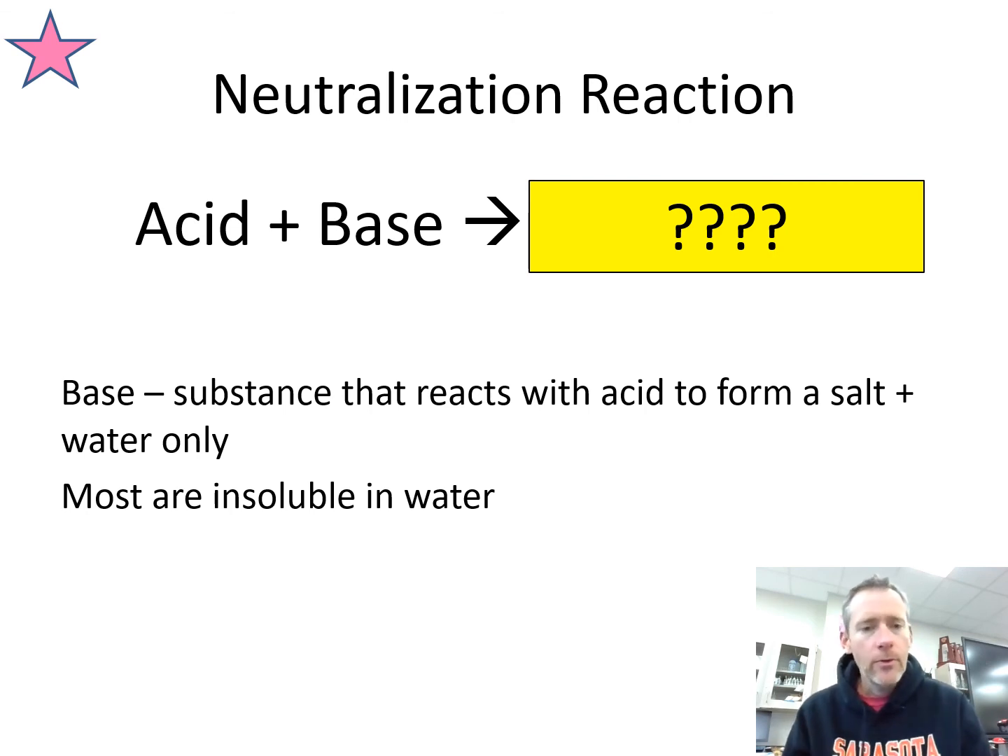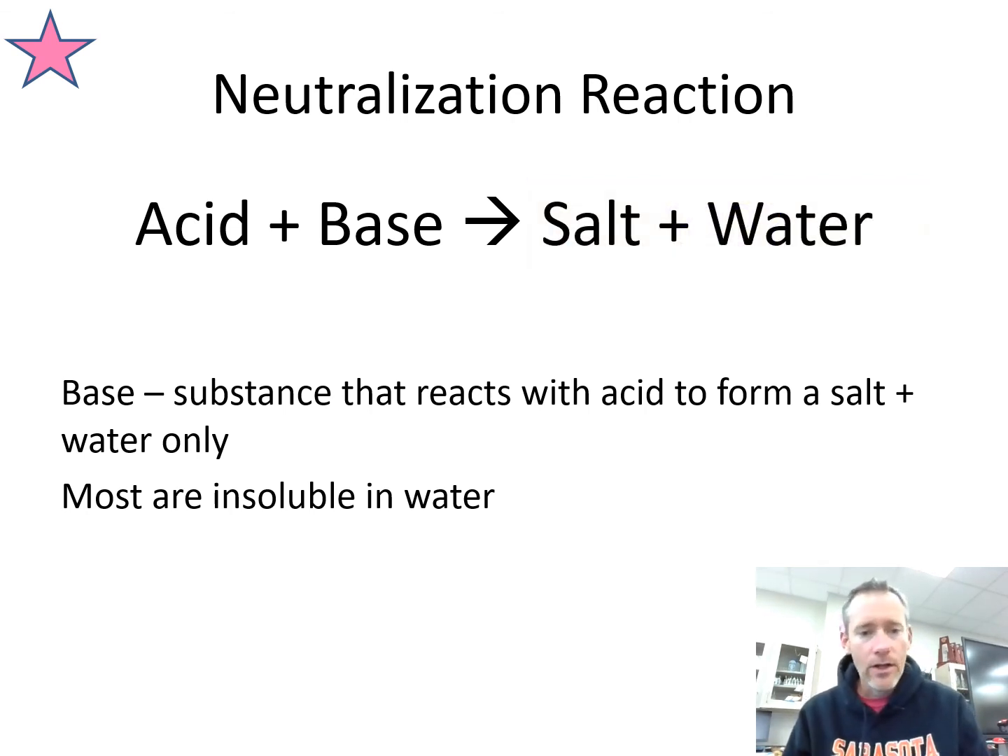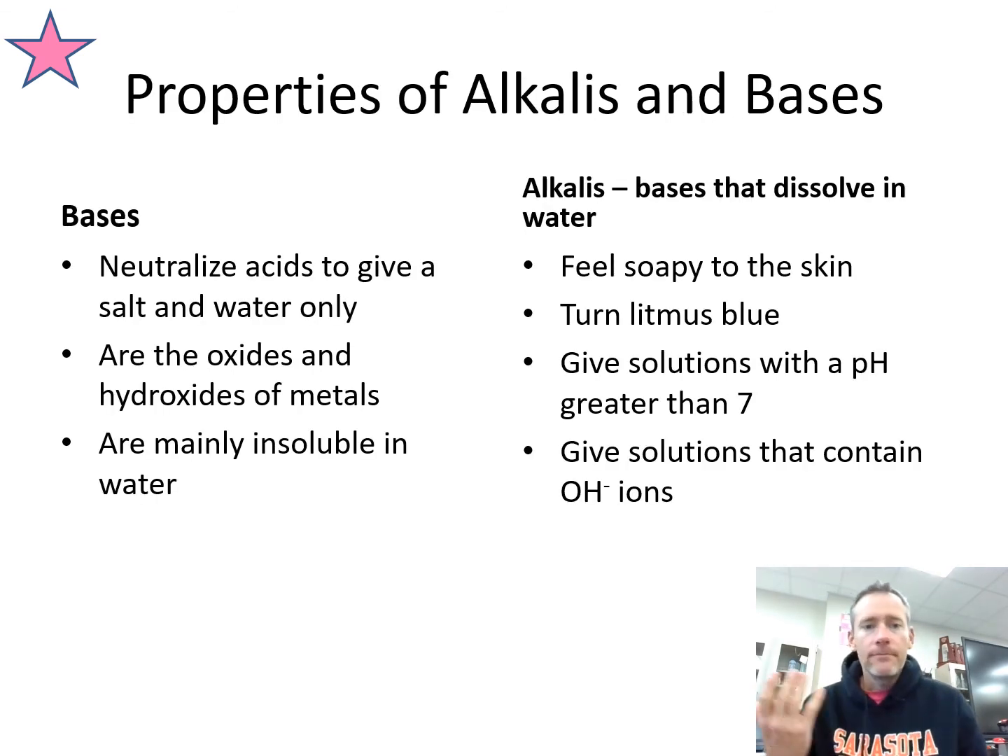Neutralization reaction, quick review. Acid plus a base makes a salt and water. Majority of the salts we make are going to be soluble in water. Properties: they neutralize acids. The metal oxides make hydroxides. They're mostly insoluble. Some of the bases are soluble, but mostly are insoluble in water. Most of the transition metals are not going to be soluble in water. Alkalis feel soapy. That's why they're cleaning products. They turn litmus blue. They give a pH greater than 7. They contain OH ions. Pretty basic stuff. Basic.